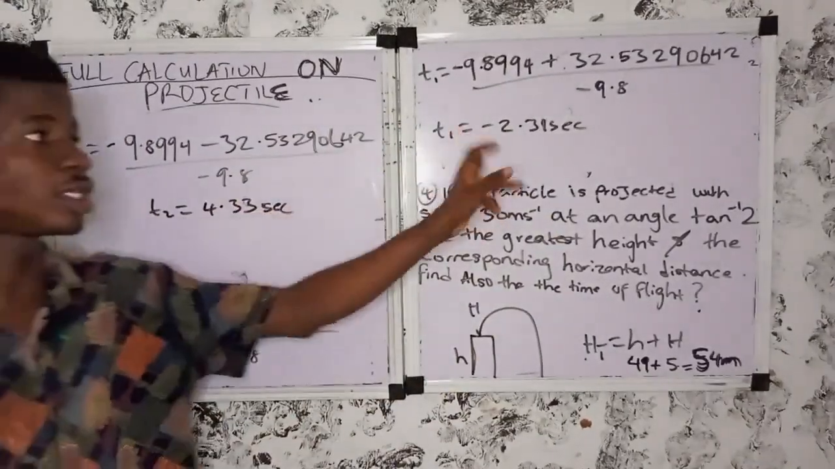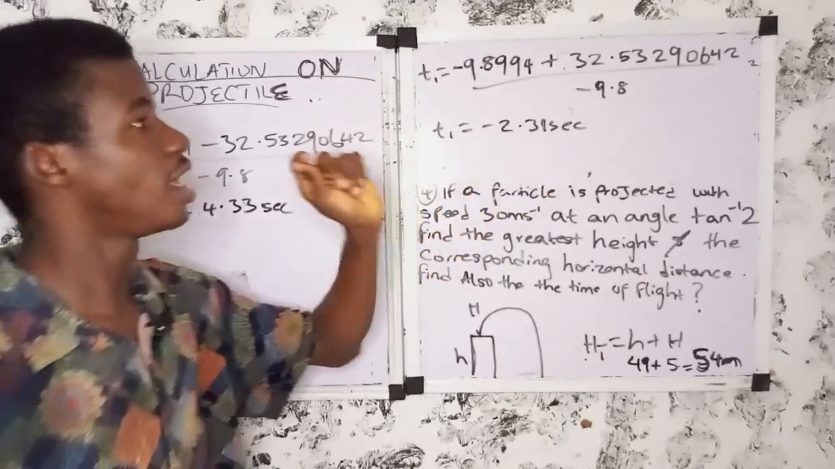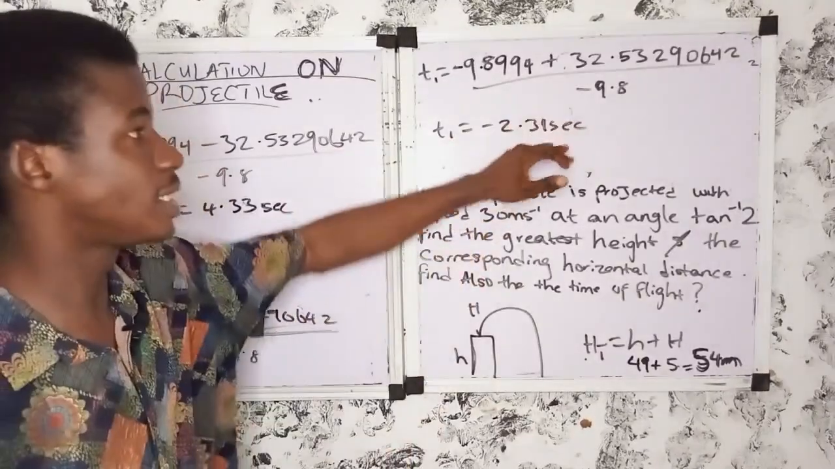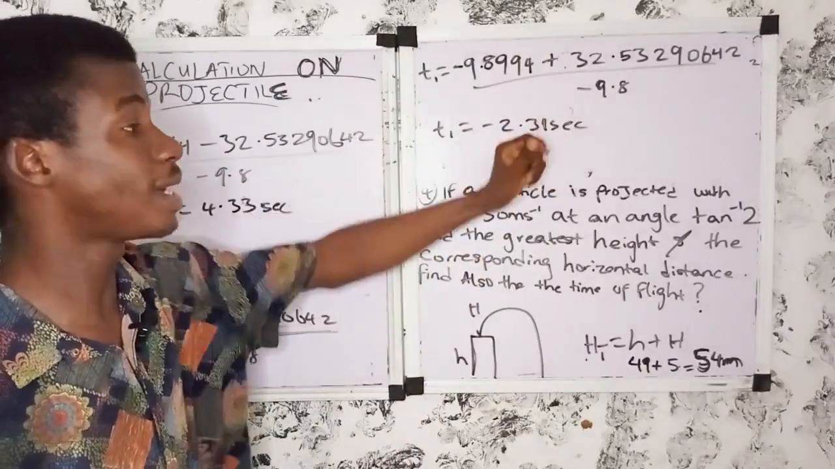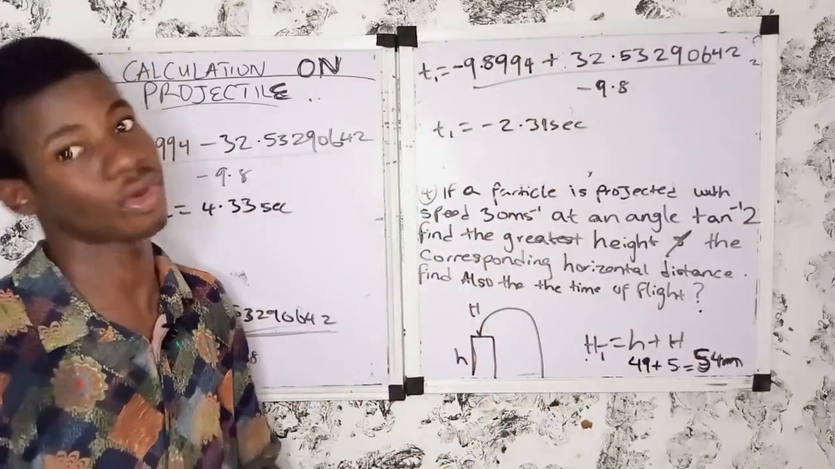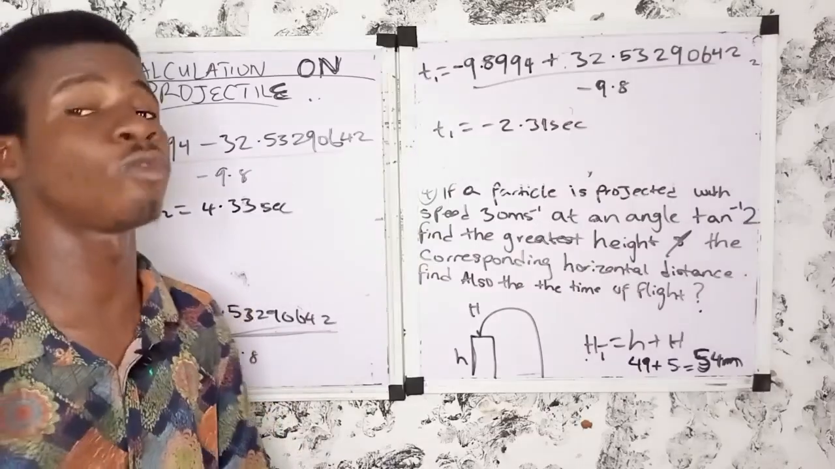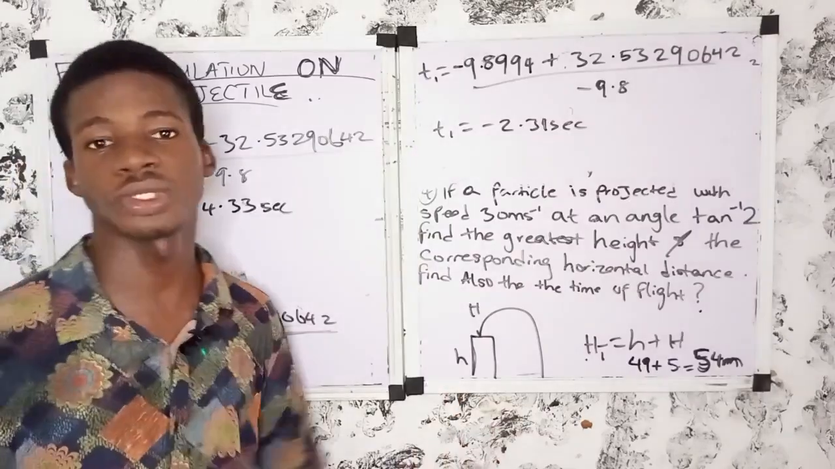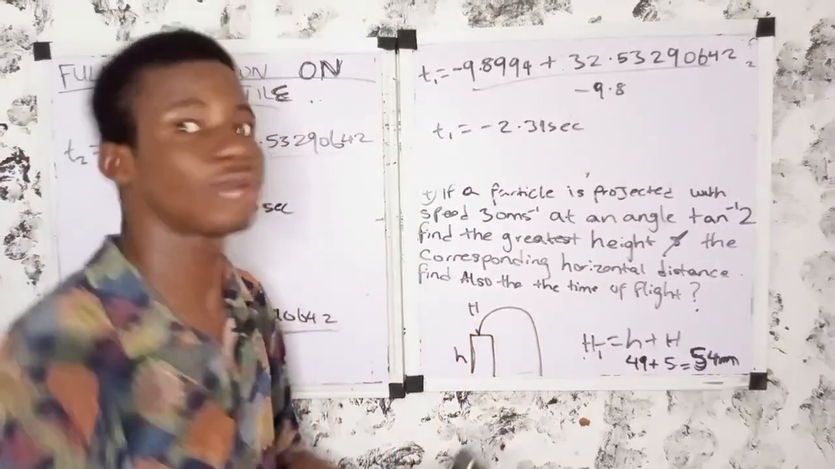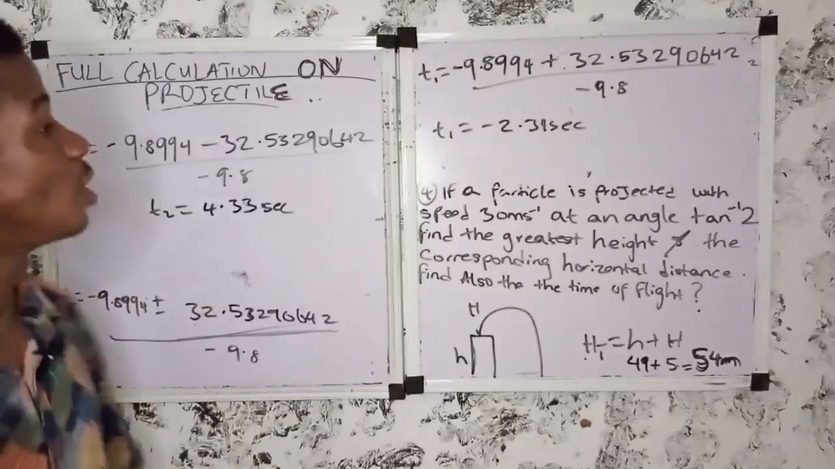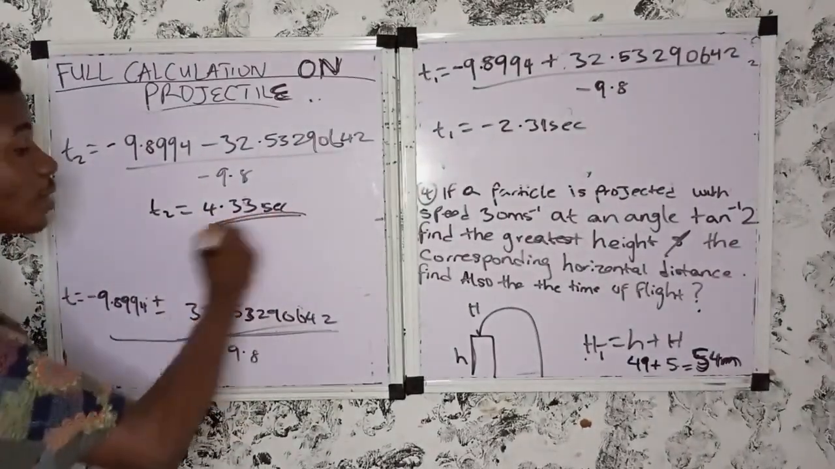Now we are not going to use the other one, the one that has minus, because why? When it is time, there's nothing like negative time. Minus 2.31 seconds means that we are going backward. We are going back in time, which is impossible. Okay, so time does not take negative. So we are going to use the second one.